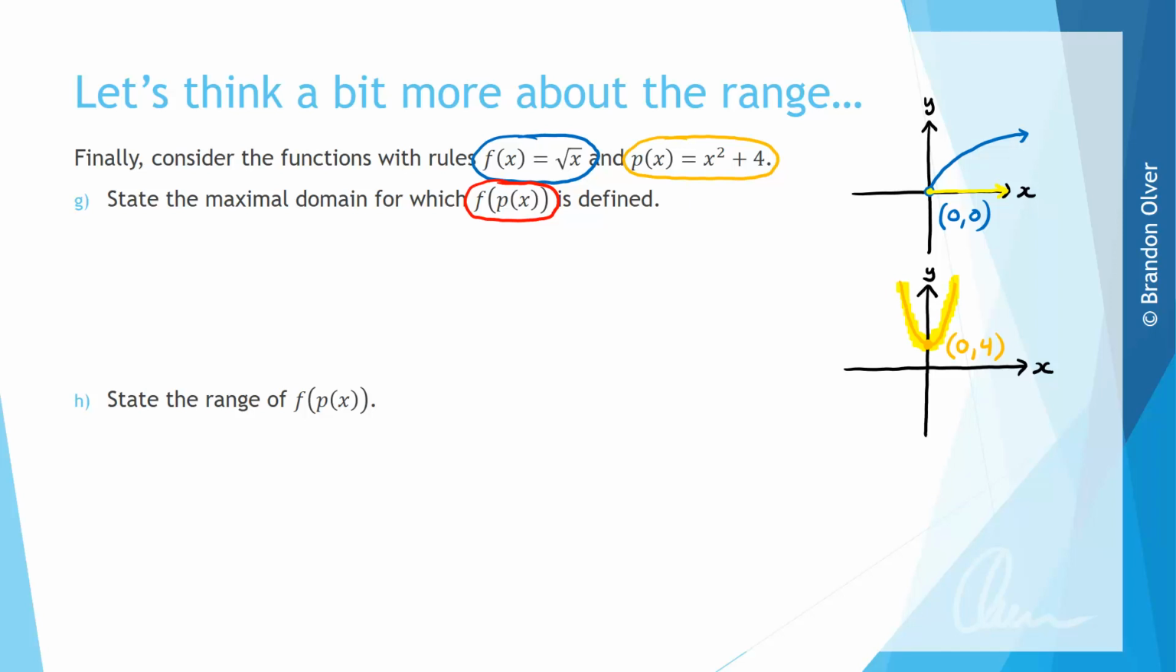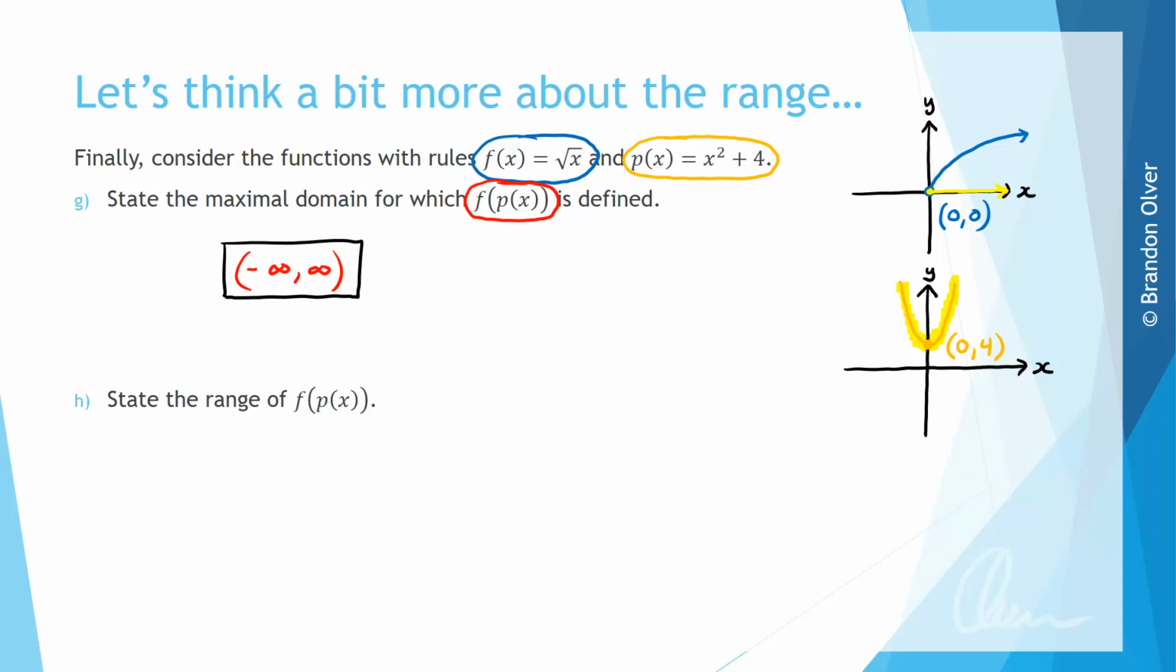So what does this mean for the maximal domain for which p of f of x is defined? It means we can sub x values in that go from negative infinity to positive infinity, and all of them will give y values that can then be substituted into f of x. So the maximal domain is all real numbers, or we can write it from negative infinity to positive infinity.